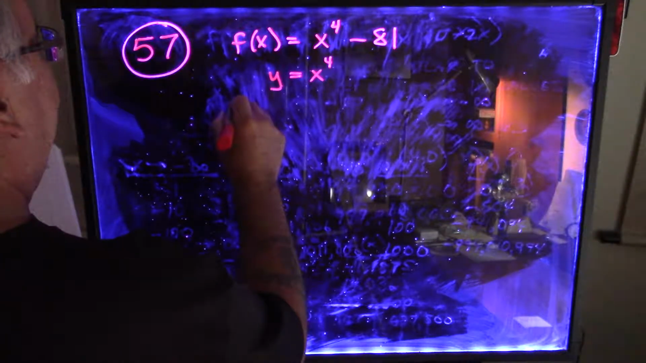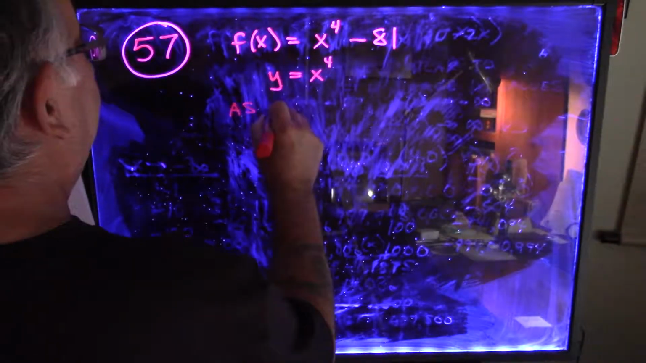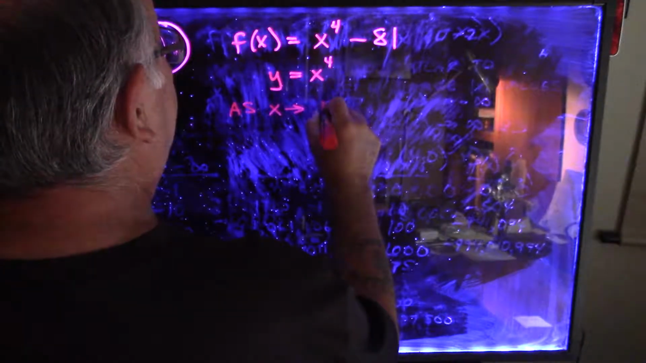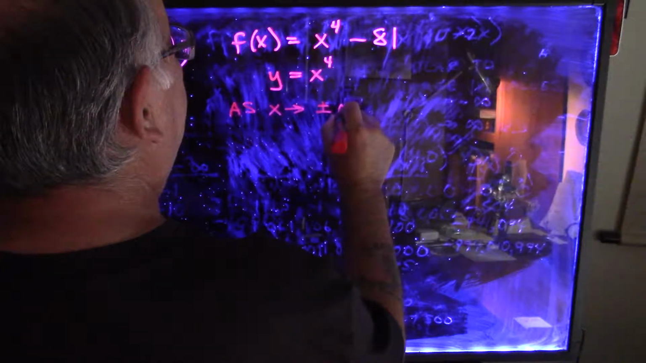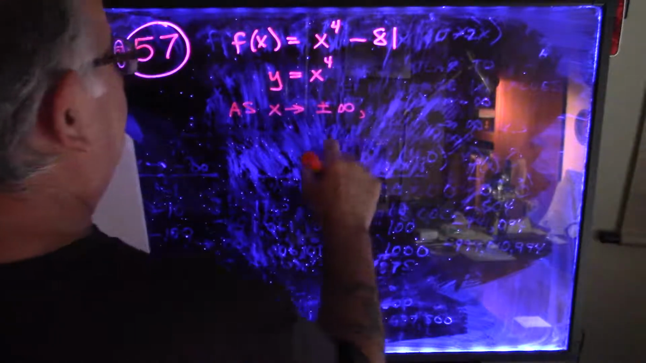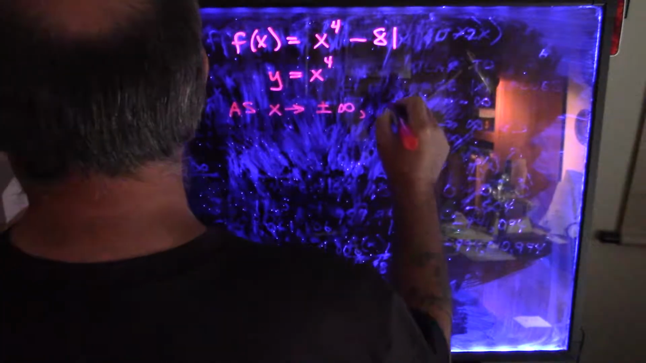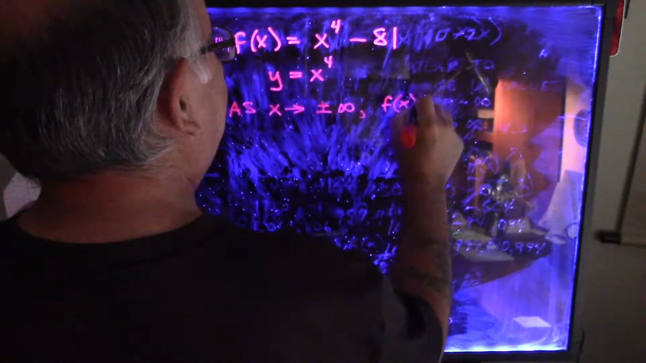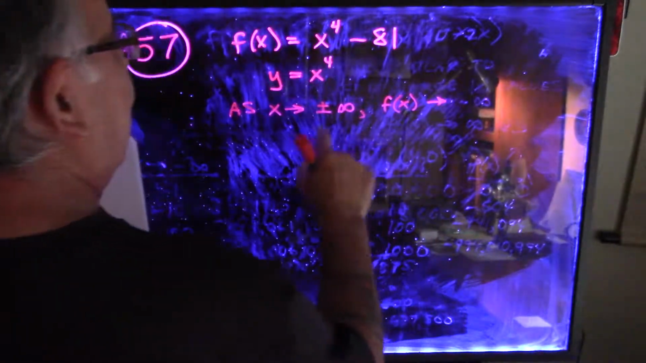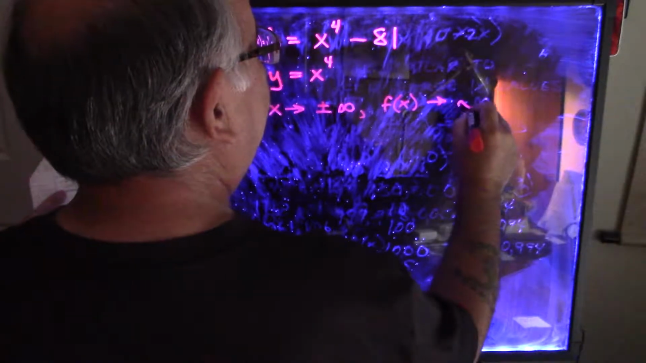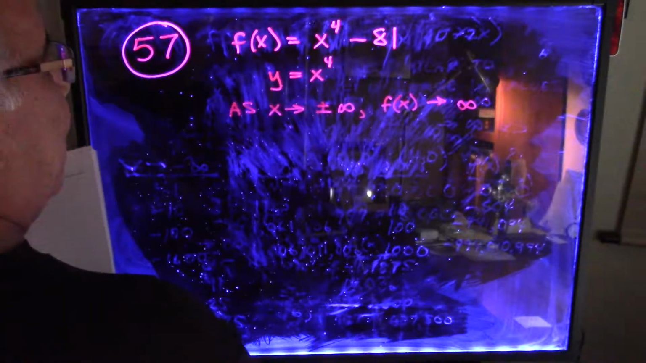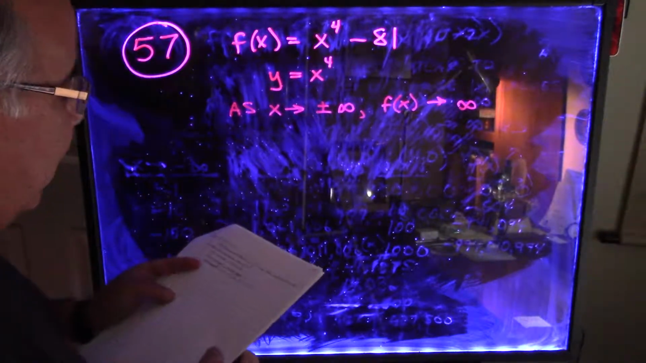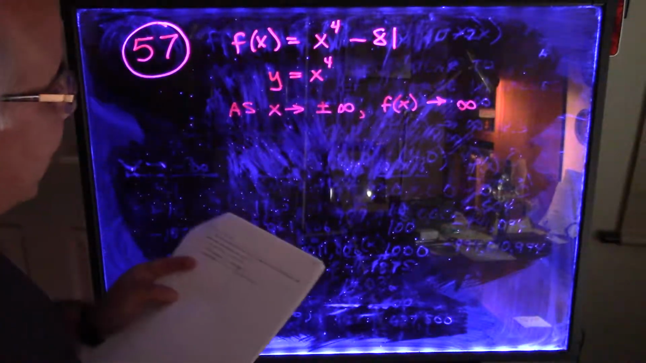All right, so as x goes to plus or minus infinity, I put plus or minus because f of x is going to go to positive infinity no matter what, so I just put it all in one line here. F of x goes to positive infinity, whether x is positive or negative. All right, as absolute value of x gets large.